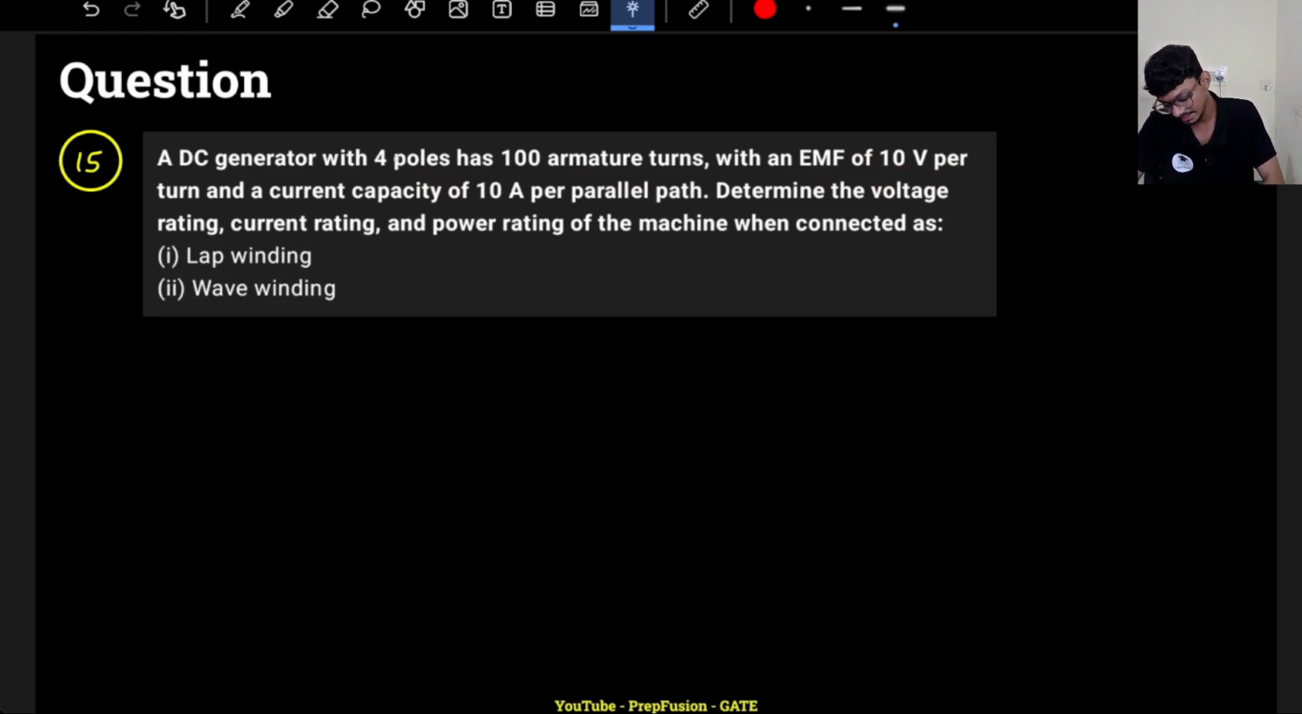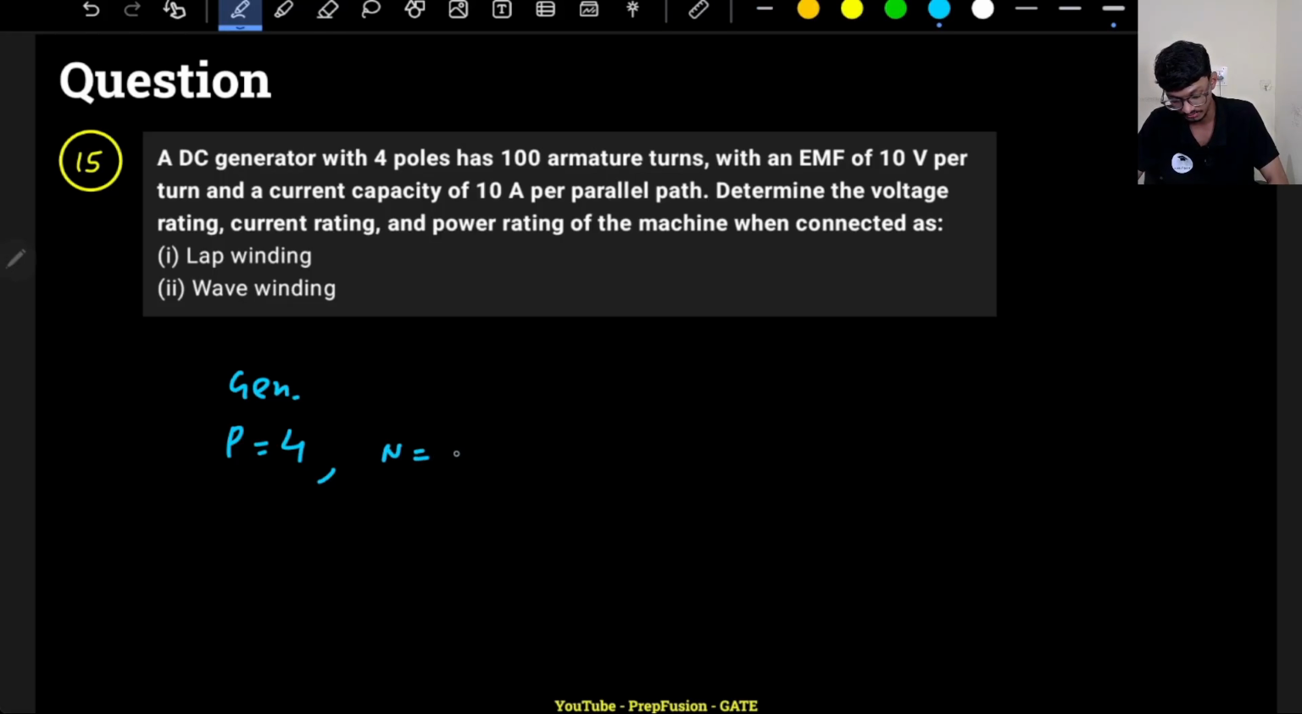So first of all, it has 4 poles. Now I will keep on writing the values. It is a 4 pole machine. It is a generator. They have not told me whether it is a shunt, series or a separately excited generator. I just know it is a generator. It has 100 armature turns. So N, the total number of turns, it is not the turn per coil. Total number of turns is 100. I can just write T here, that will be better. Total armature turns.